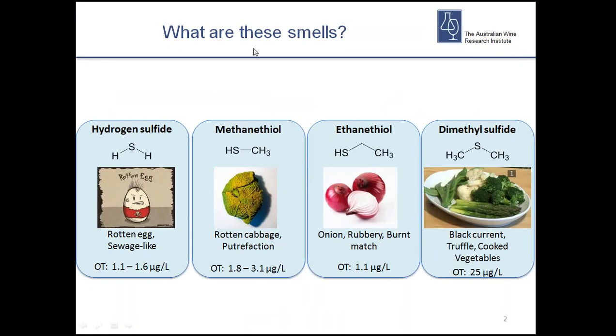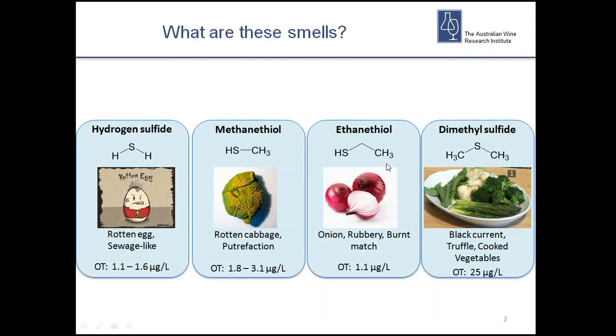So when we talk about reductive aromas, we refer to a group of volatile sulfur compounds that are associated with very bad aromas. And there are many sulfur compounds present in the wine, but only a few of them are rated as reductive aromas, and the ones that I've highlighted here for you are usually associated with these reductive aromas. And they are hydrogen sulfide, methanethiol, ethanethiol, and dimethyl sulfide.